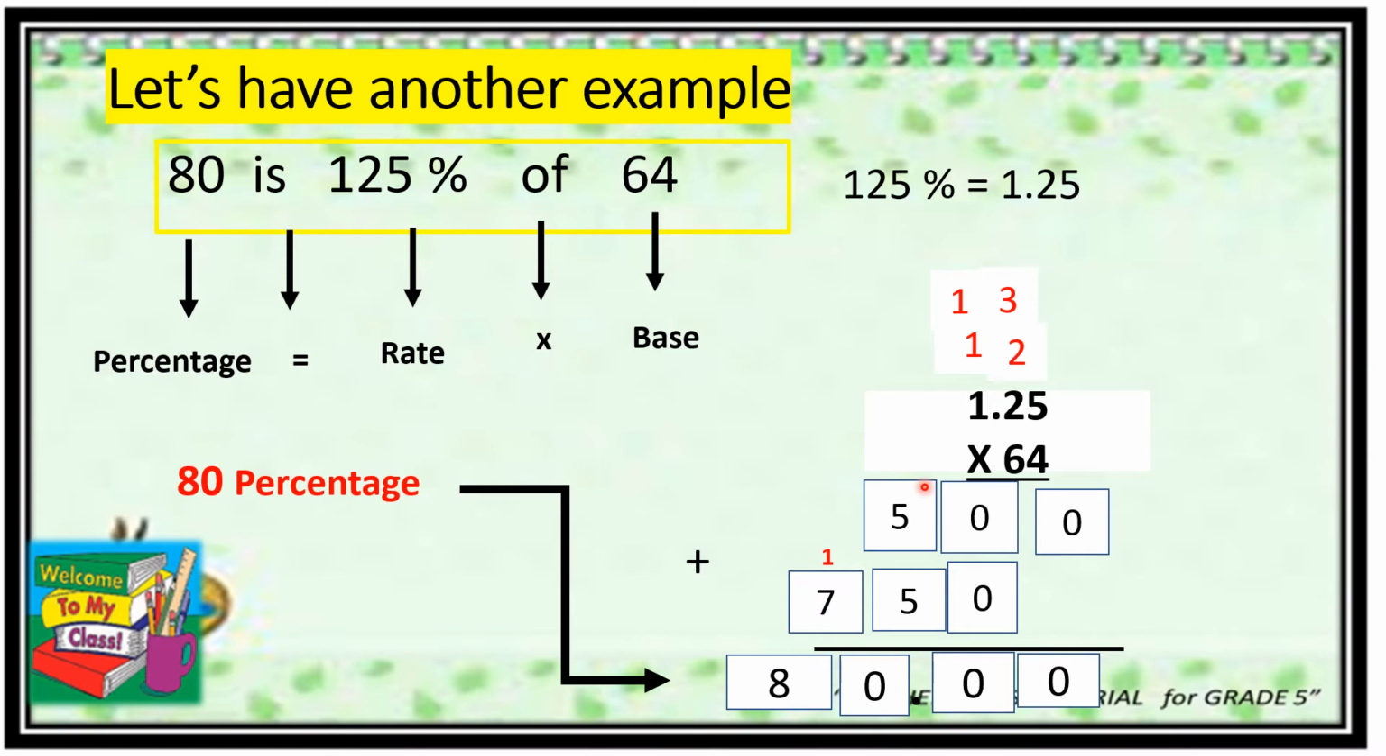So, 80 is the percentage. Okay? So, yung 80.00 ay naging 80 na lang. Bakit po? Pag nasa hulihan ng decimal point ay 2 0, ito po ay cancel na. Okay? So, ika-cancel na po yung 2 0, kaya 80 na lang. So, 80 is the percentage. 80 is 125% of 64.